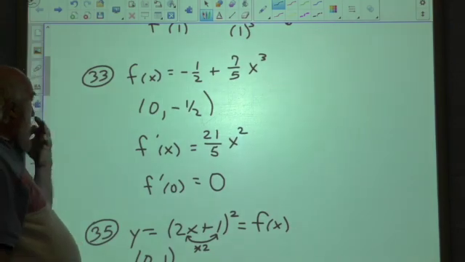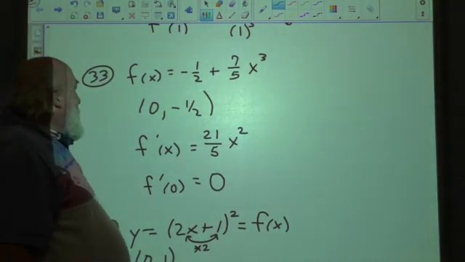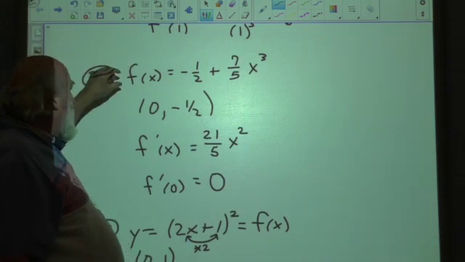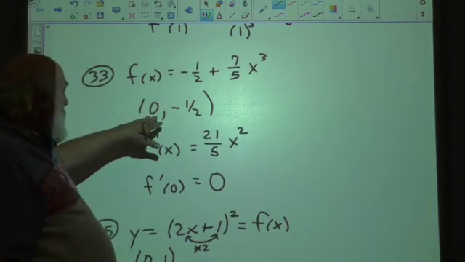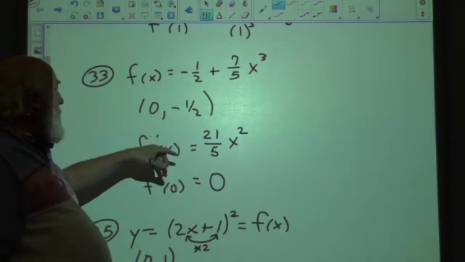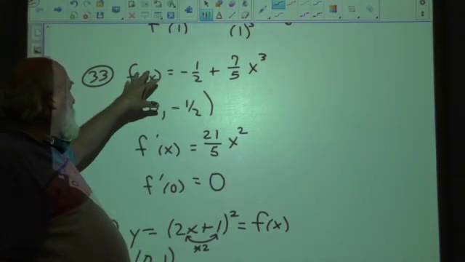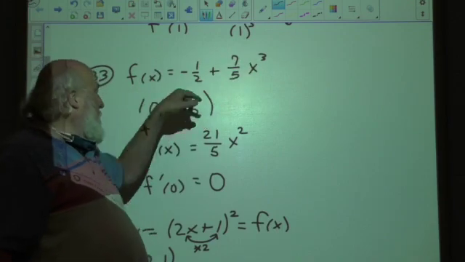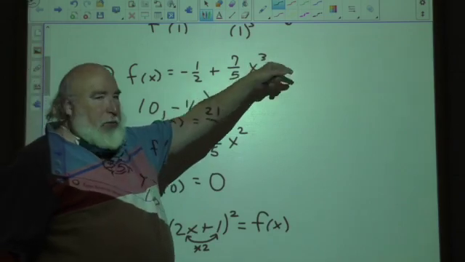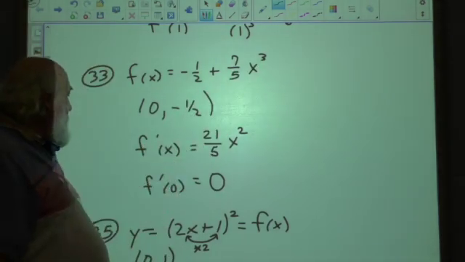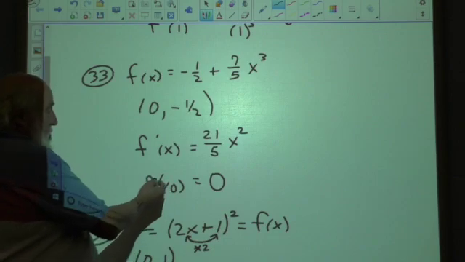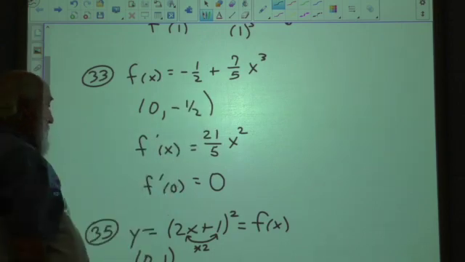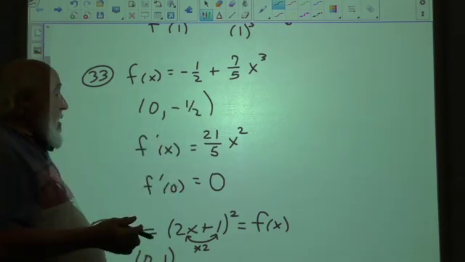Problem number 33. The function is this value right here. We take the derivative of that, where the point is (0, negative 1/2). This is a constant, so the derivative of the constant is 0, so that drops out. 3 times 7/5 is 21/5, and we subtract 1 from 3, we get 2. So this gives us that. Then we find the slope, or the derivative, at 0. Plug in 0 for x, and everything becomes equal to 0. So that is a horizontal line at that particular point.